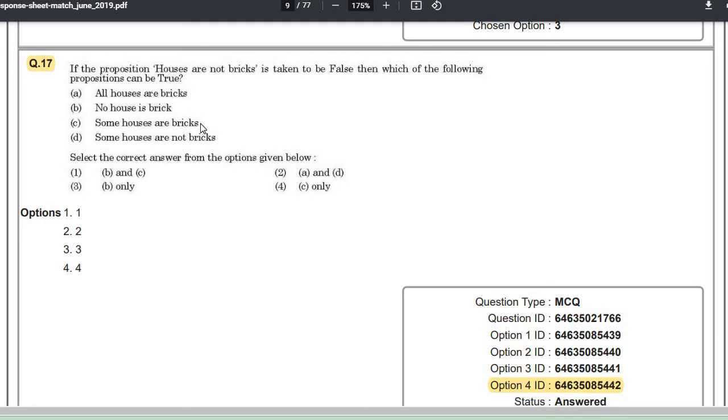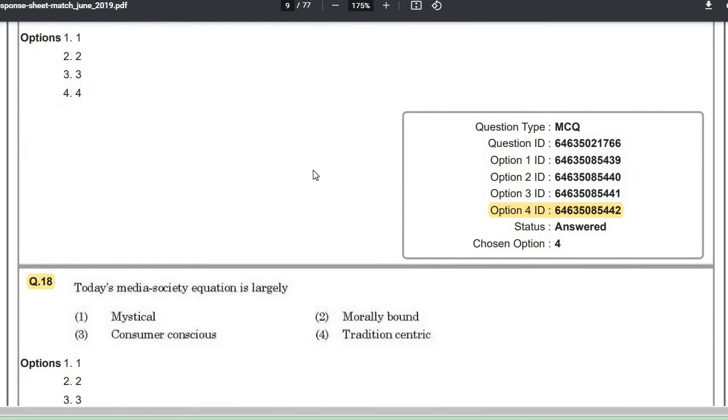So the options are: all houses are bricks, no house is brick, some houses are bricks, some houses are not bricks. This can be taken as false. Which of the following can be true? Some houses are not bricks, this one is true. Some houses are bricks, this also can be true, but we are considering "houses are not bricks" to be false, so whenever it is taken as false, it is converted into some houses are bricks. Option C is the correct answer, so option 4 is the correct answer. This is question number 17.